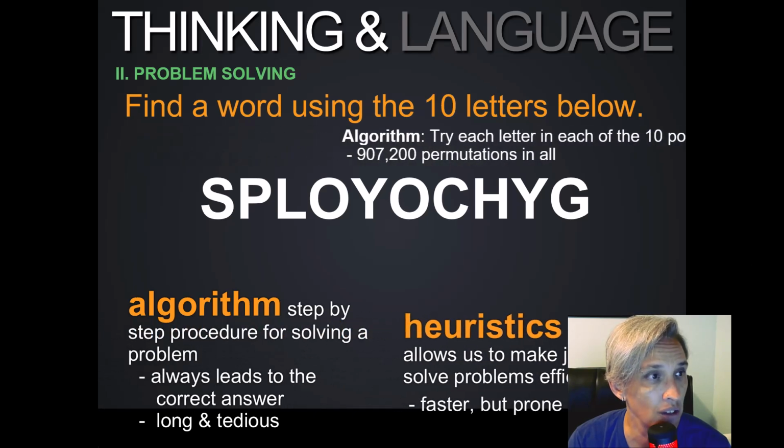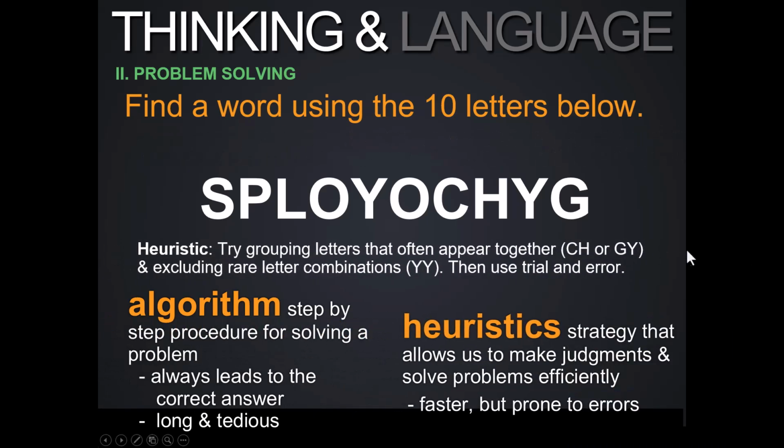Now, a heuristic is going to get us to the correct answer, but it's not going to get us to all of them probably. A heuristic is a mental shortcut. It is a strategy that allows us to make judgments and solve problems more efficiently. It's faster, but it's prone to error.